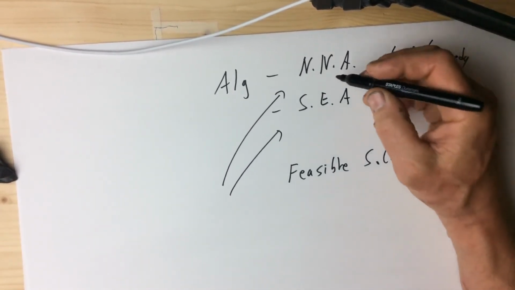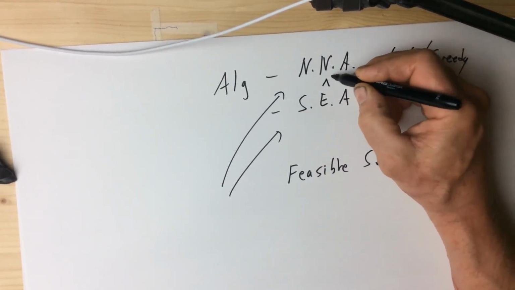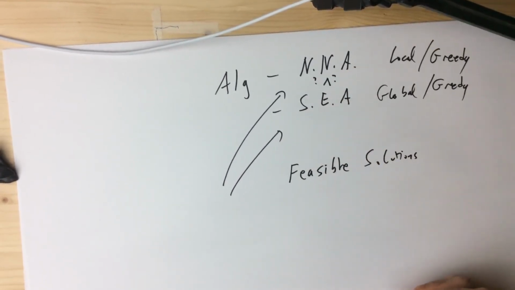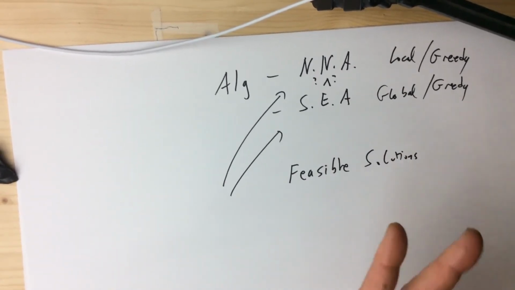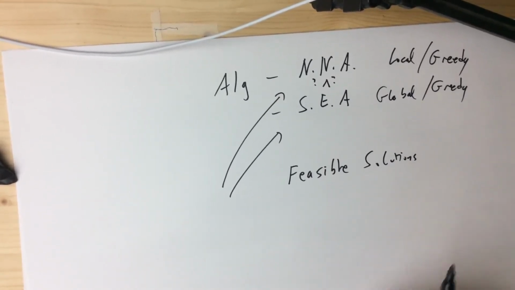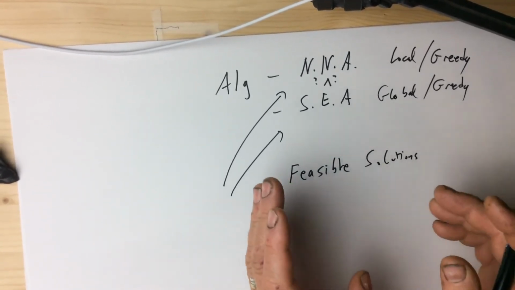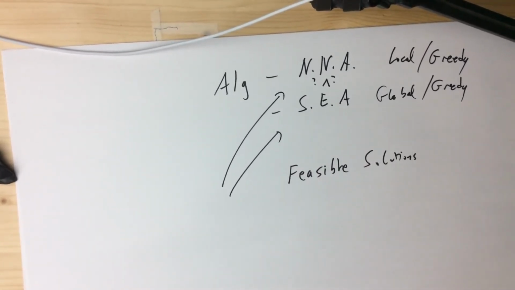In general, we kind of believe that the sorted edge algorithm is better than the nearest neighbor because it's global and greedy just like the local. But it's not hard to construct an example where the sorted edge fails miserably and the nearest neighbor does better. They don't behave exactly as we expect, other than that they produce answers.